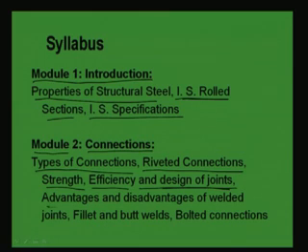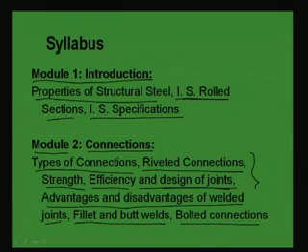Then we will go to advantages and disadvantages of welded joints. What are the advantages and what are the disadvantages of welded joints, those things we will discuss. Again, of weld, two types we generally use: one is fillet weld, another is butt weld, and then we will discuss the bolted connections. So, broadly these things we will discuss in module 2, in several lectures.